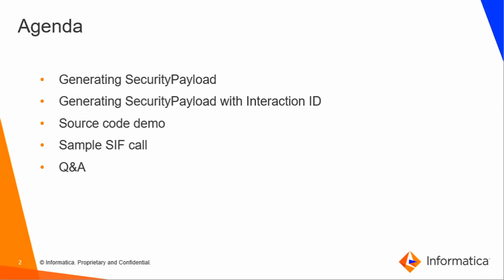So coming to the agenda, first we'll see what the security payload is and how to generate it. Second, how to generate the security payload with interaction ID. Then we will go through the source code demo. Then we will fire some sample SIF calls, like a put call, using the security payload and the interaction ID. Then we'll go on to question and answer.